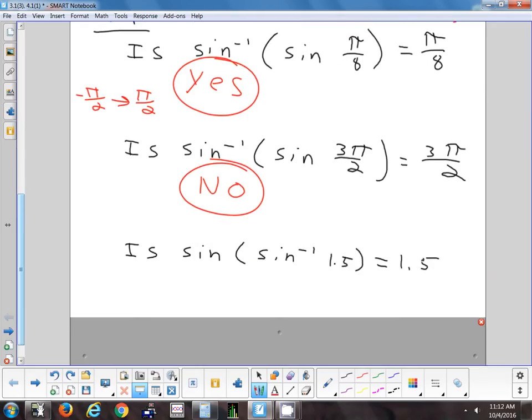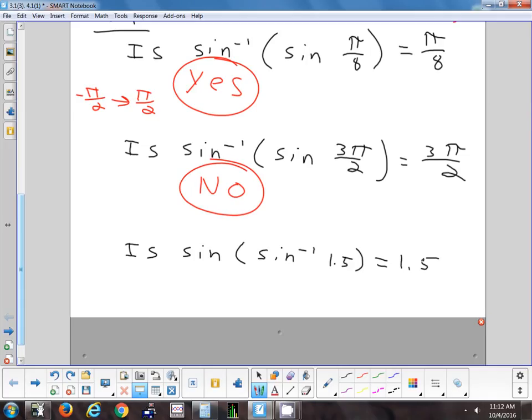Jake, how about this one? Is this one 2a or 2b? B. Yeah, how come it's 2b? What tells you that? The inverse is on the inside. Yeah, now you got the inverse on the inside.